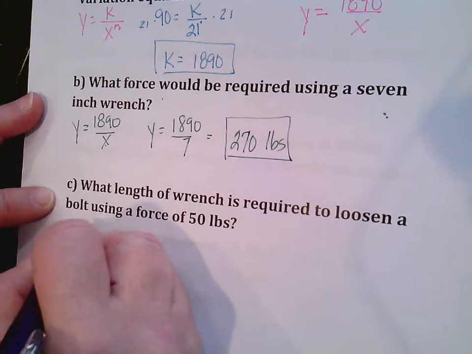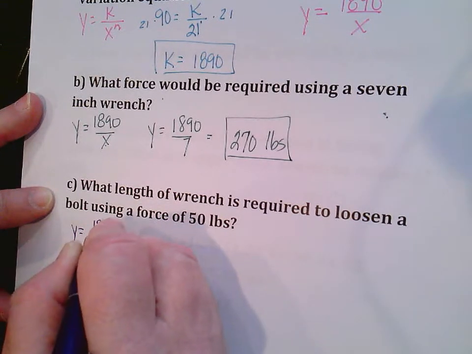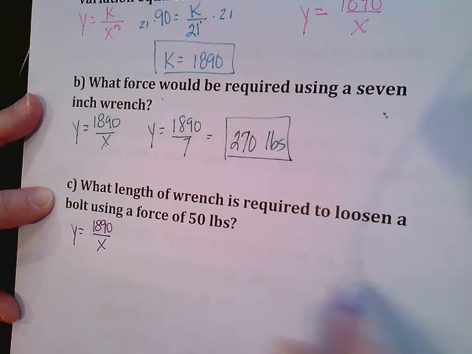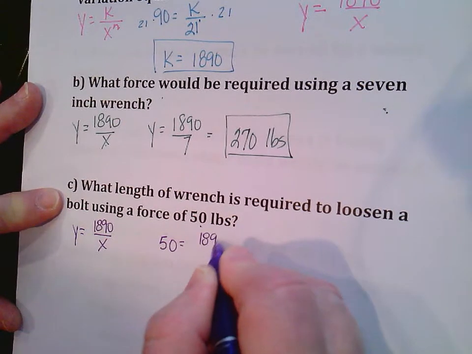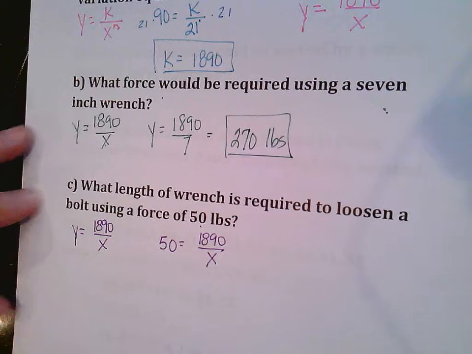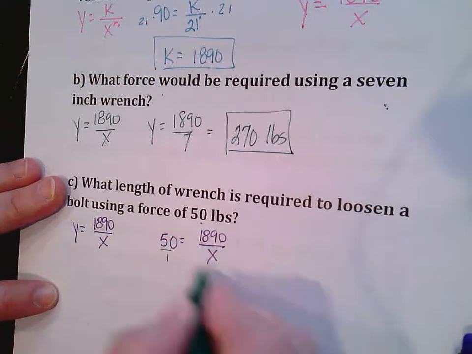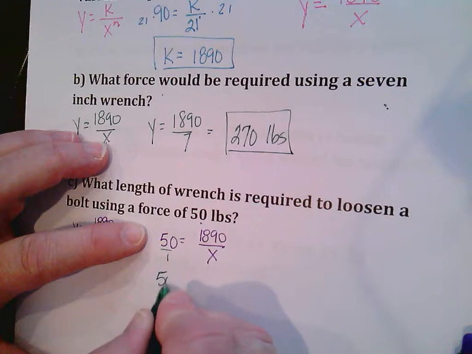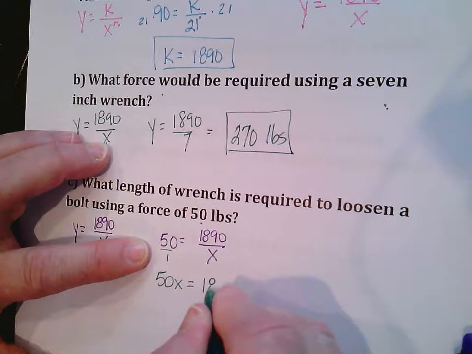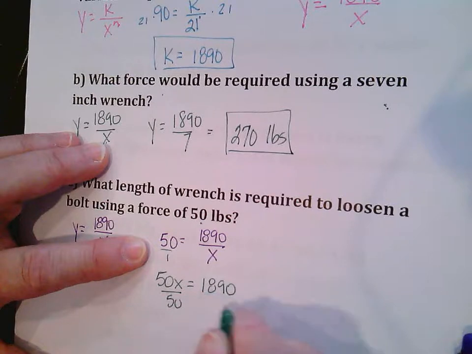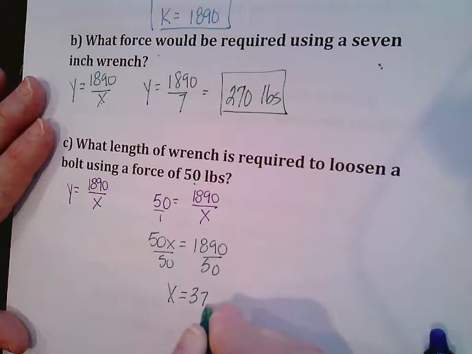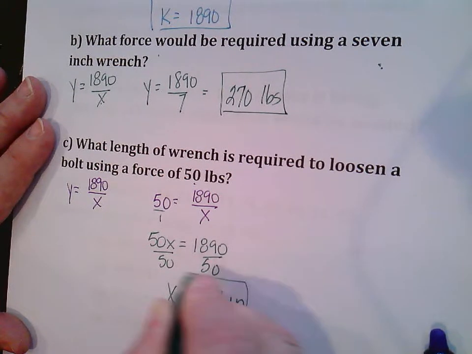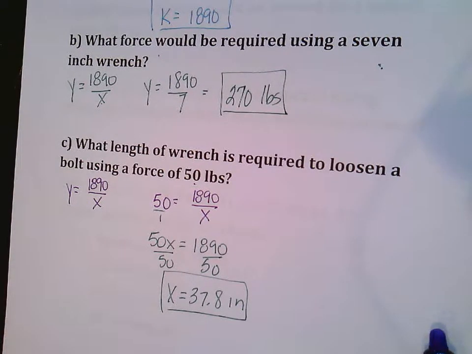Okay, remember my variation equation for this situation is 1890 over x equals y. This time I know that my force is 50 pounds, so that goes in for y. And then I have 1890 over x. If I put this 50 over 1, I can cross multiply. 50 times x is 50x. 1890 times 1 is 1890. Divide both sides by 50. And x equals 37.8 inches is how long of a wrench you need if you only have 50 pounds of force that you're going to use to loosen that bolt.